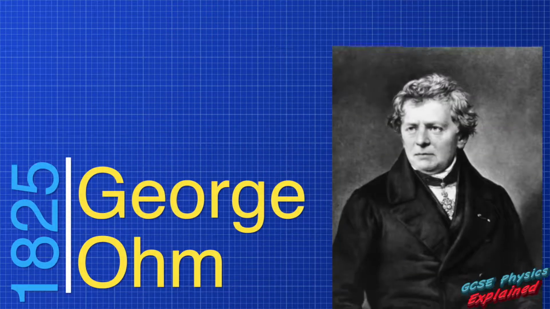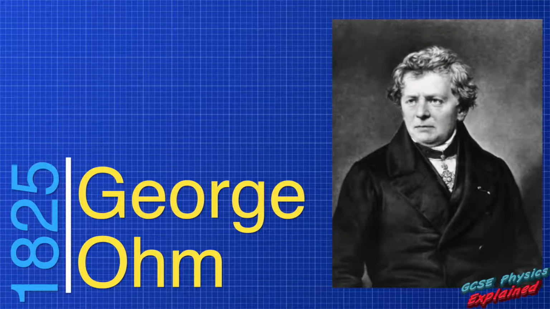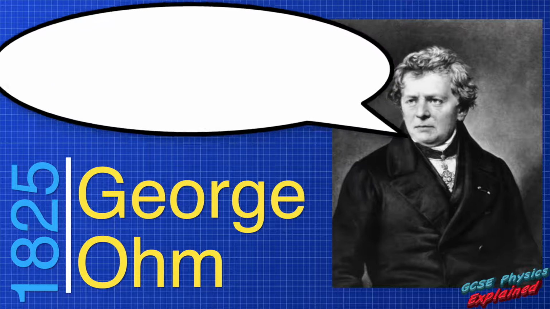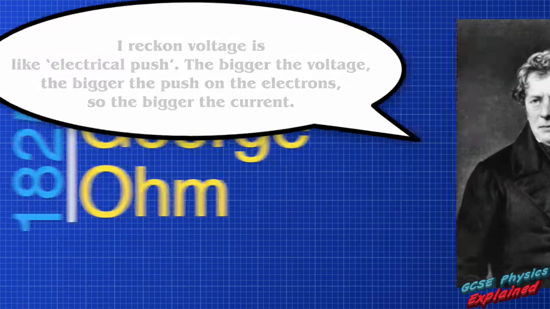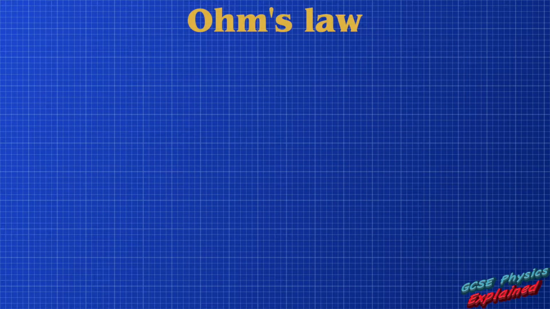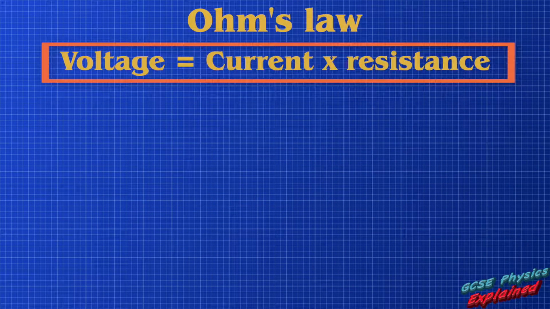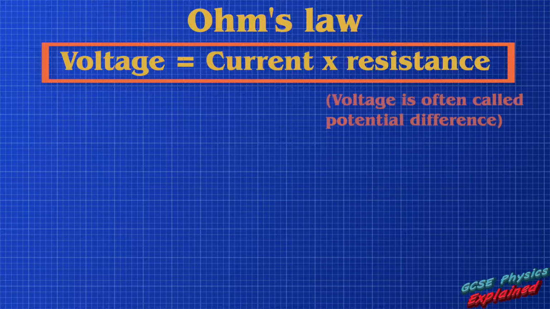Around 1825, a man called George Ohm discovered a relationship between voltage, current and resistance. He described voltage as being like electrical push. The bigger the voltage, the bigger the push on the electrons, so the bigger the current. This is Ohm's law. Voltage equals current times by resistance. Voltage is often called potential difference.